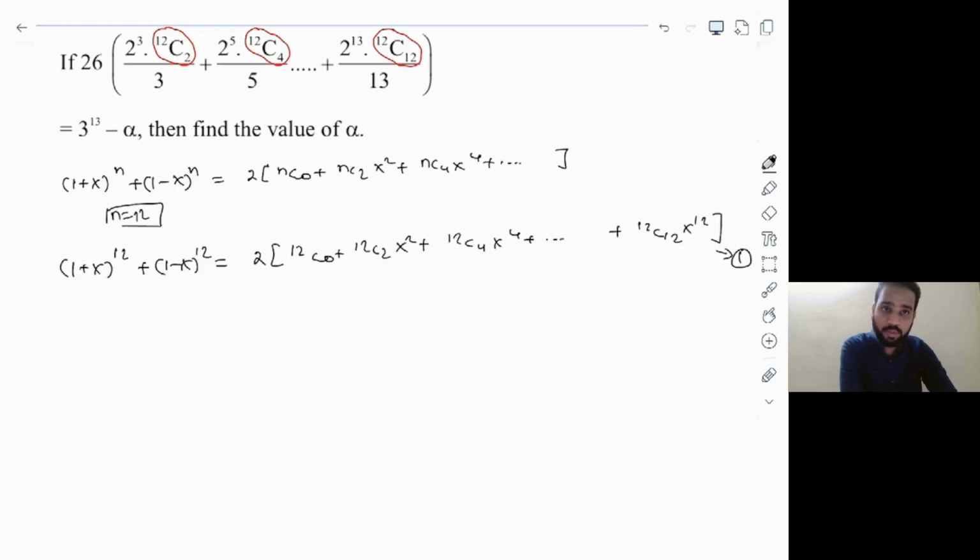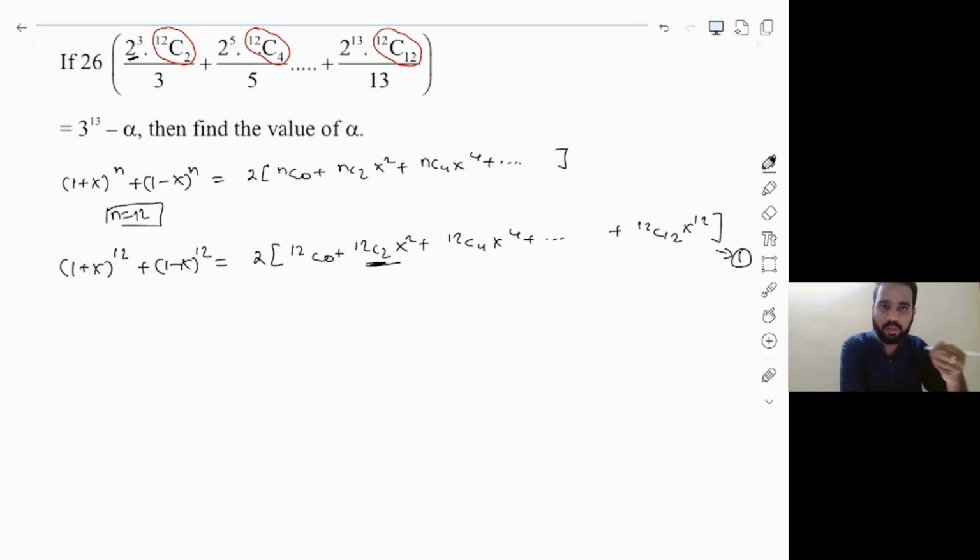Now look at the coefficients of the binomial terms here. If you look at the coefficient of 12C2, it is 2^3. If you look at the coefficient of 12C4, it is 2^5. But when you have 12C2 in our required equation number 1, look at that, 12C2, the coefficient is x^2, but we need x^3. Okay, are you getting the trick here? In the required part, it is 2^3 into 12C2, but here in the equation 1 we have 12C2 into x^2. So we need x^3 but not x^2.